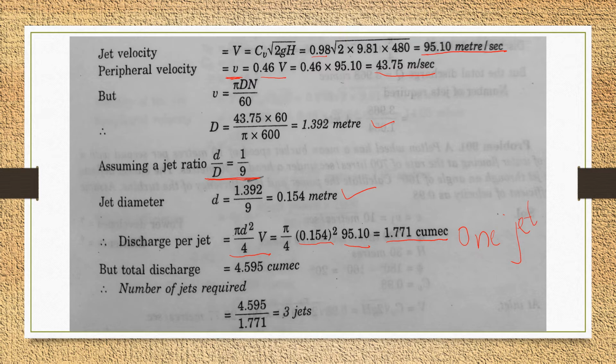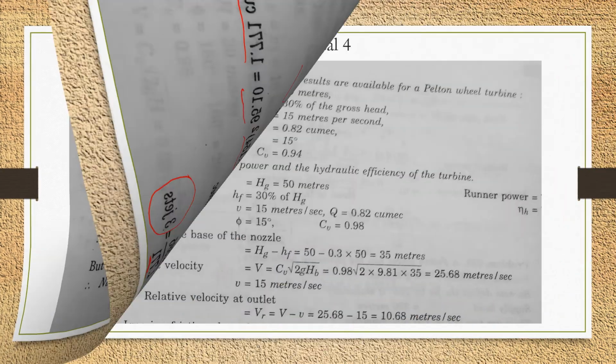If we want to find out how many jets there are, we divide the total discharge of 4.595 by the discharge of one jet. What we get is 3 jets. So this is how we find out the number of jets in a Pelton wheel.